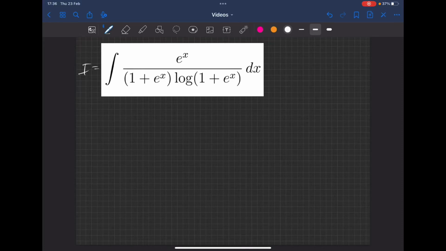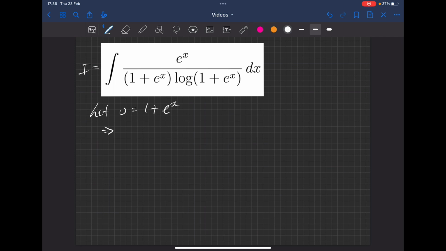Right, it's time for a u-sub. So we have the integral of e to the x over 1 plus e to the x, multiplied by log of 1 plus e to the x. So naturally, we'll replace 1 plus e to the x with something else. So that's what we'll choose for our u. We'll let u equal 1 plus e to the x.